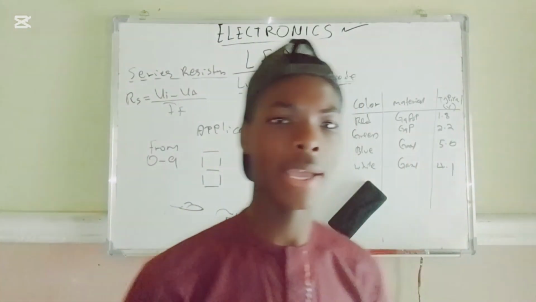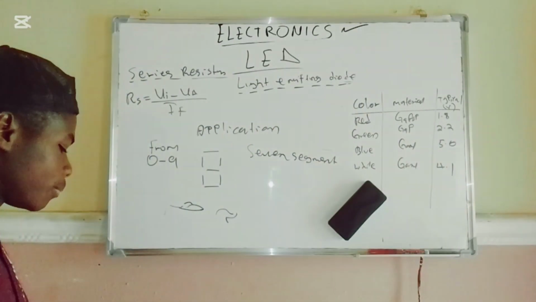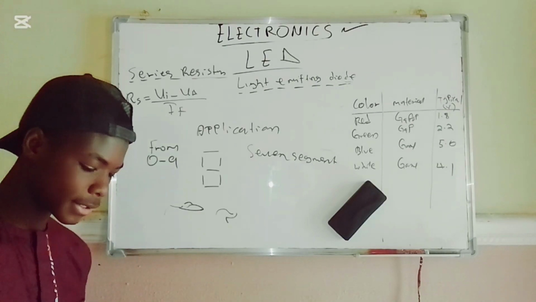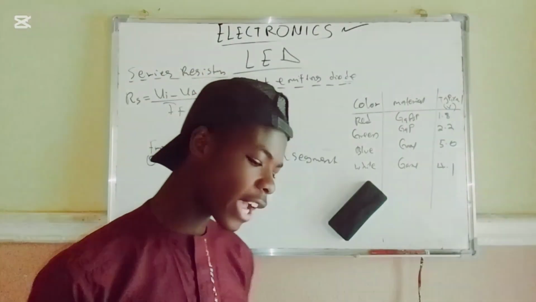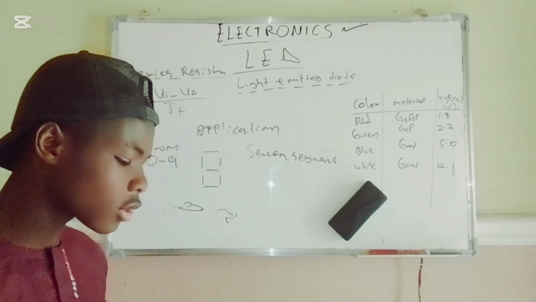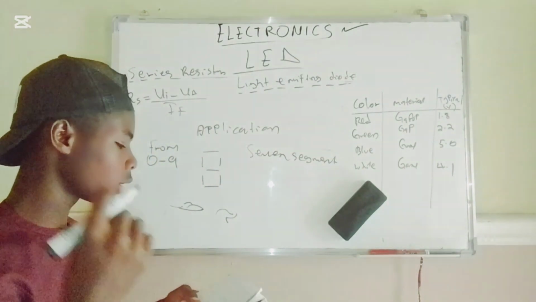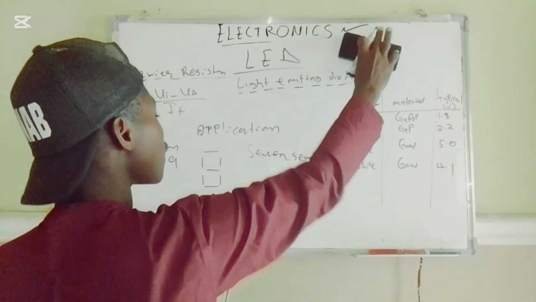There is something that I want you to know, which is called the photodiode. What is a photodiode? A photodiode operates in reverse bias and generates current when light hits the PN junction; dark current. So you have to write this.